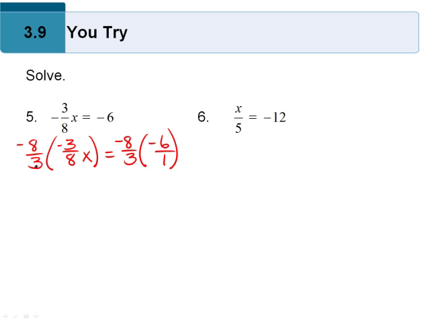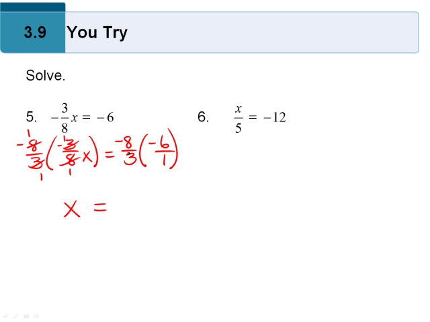So on the left, the two negatives, that's going to give us a positive. The 3's cancel to 1's. The 8's cancel to 1's. And all we're left with is x, which is what we want. If this doesn't cancel out to just x, you're doing something wrong. So that's how you know if you're on the right track or not.